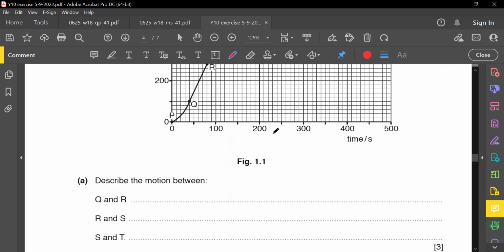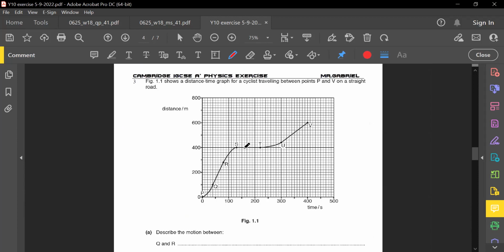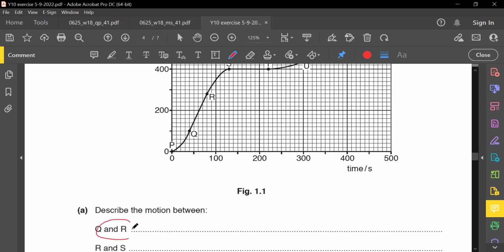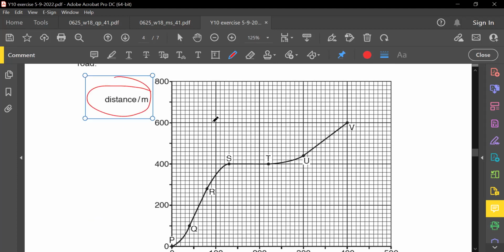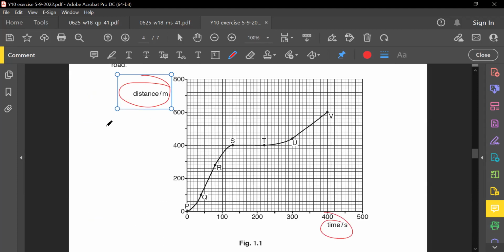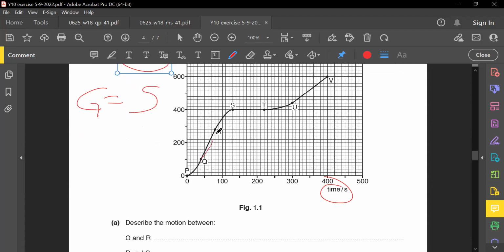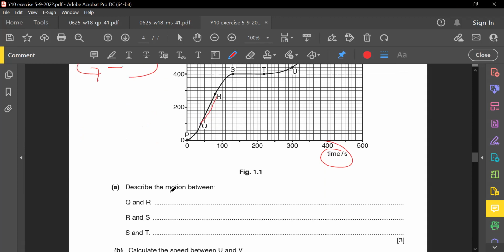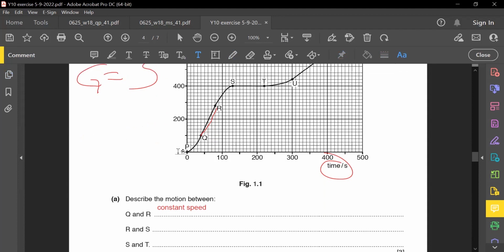All right, and then the final part here: describe the motion between Q and R. Between Q and R, you notice that this is a distance-time graph, which means the gradient represents your speed. If I have a constant gradient here, it means I have constant speed. Very good. Moving with constant speed is acceptable, but the keyword is that it must have the constant speed inside.